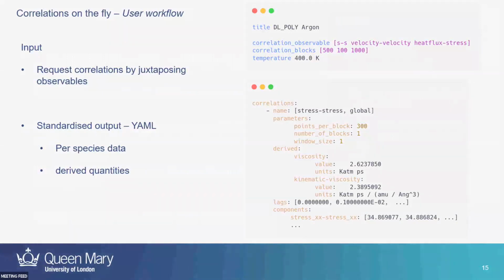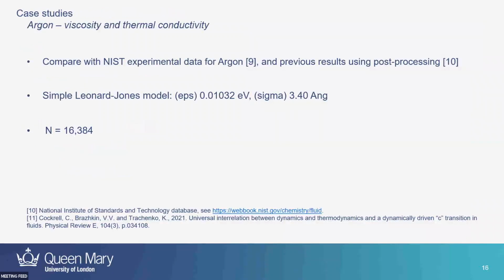So quickly, from a user point of view, what that looks like is we have input and output files. You don't necessarily need to read the details here, but the idea is we have some input where we can select the correlation, in this case stress, velocity, heat flux, or whatever you want. Choose your parameters, and then get the output in the output file. In the output file, we have the correlations listed at different lag times and also derived data, which are our system properties. For example, I think I've got viscosity and kinematic viscosity up here, as two examples from the stress autocorrelation function.